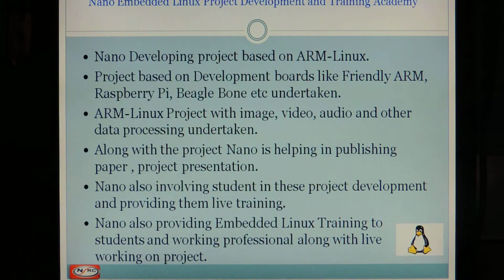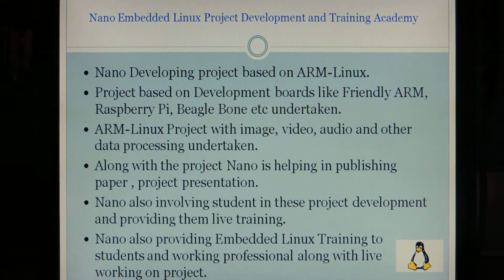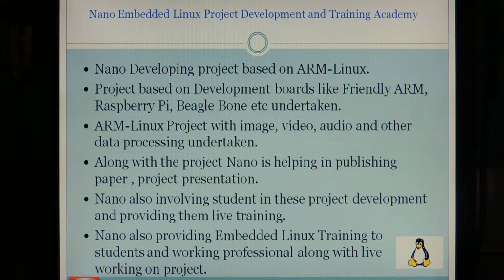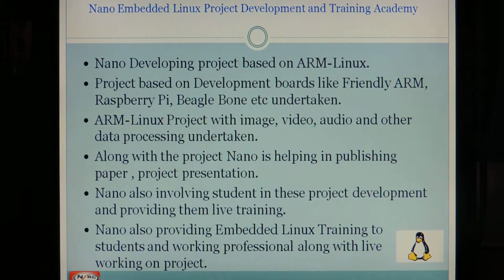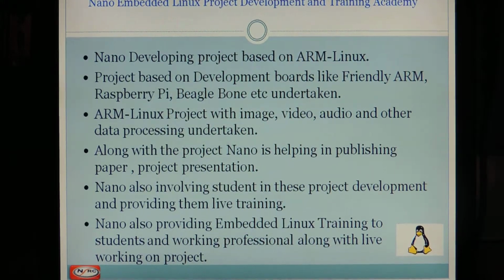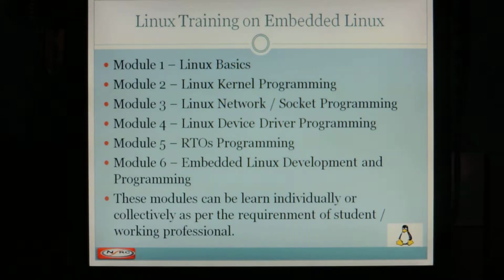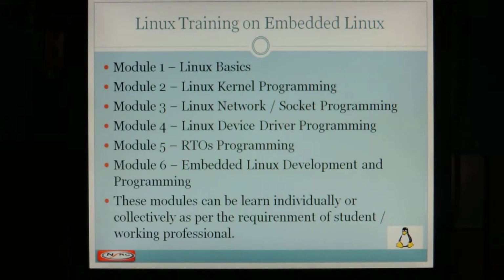Nano Embedded Linux Project Development and Training Academy. In this academy, we are going to conduct projects based on ARM Linux. These projects are based on development boards like the Raspberry Pi, BeagleBone and Friendly ARM. How we are developing all these projects, we are going to teach to our students as well as working professionals. So in this course, there are 6 modules we have developed so that anybody can get the full knowledge of Linux.